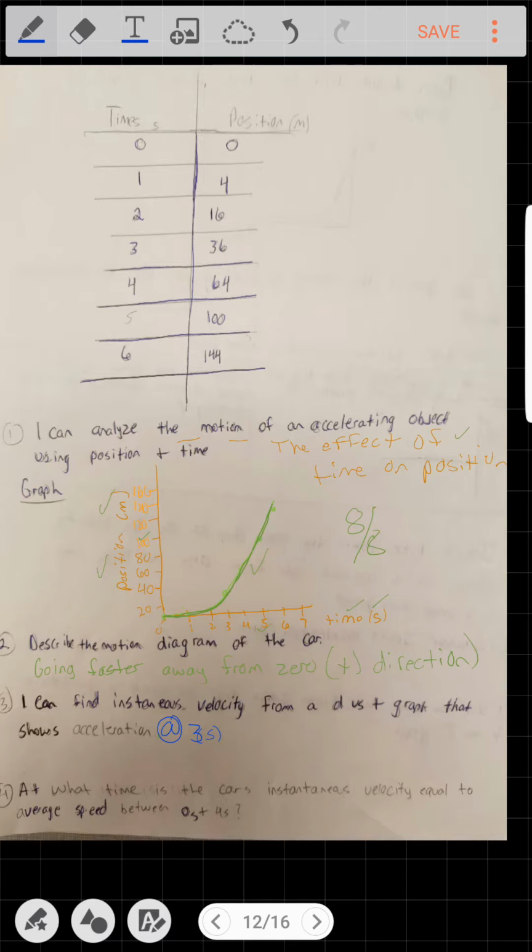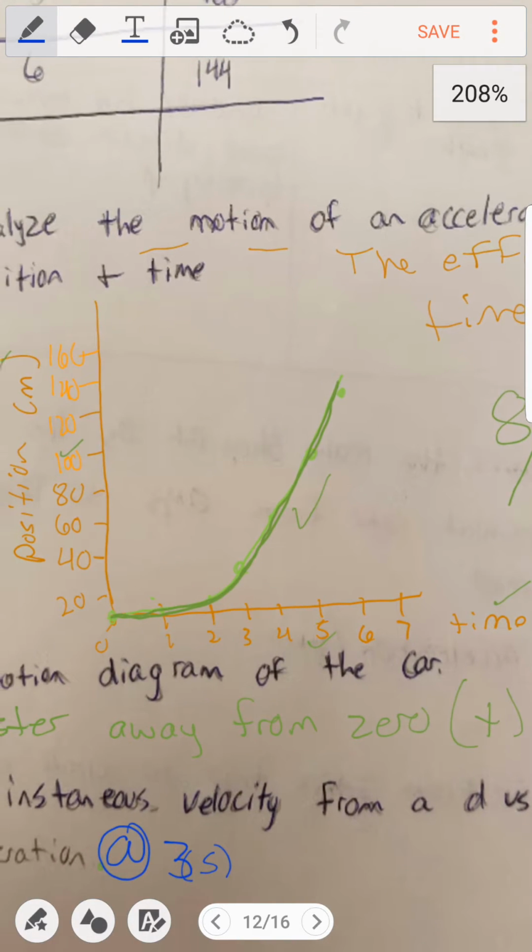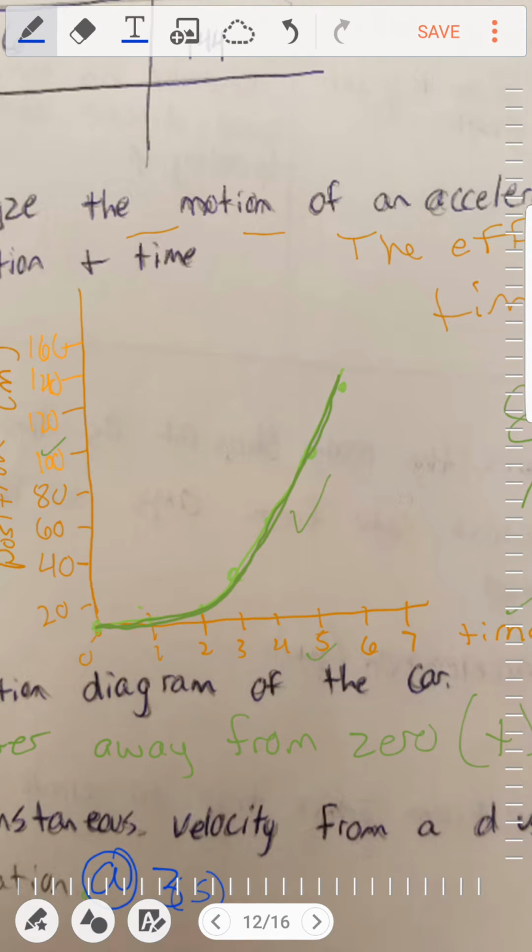Again, how do I find an instantaneous velocity? Remember, this has been a big thing on all the quizzes. Can I just go to 3 seconds and say, oh, look, 3 seconds seems to be 36 meters, and 36 divided by 3 is going to give me 12 meters per second? Is that what it is going to be? No, I cannot do that.